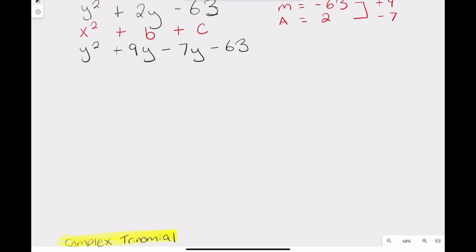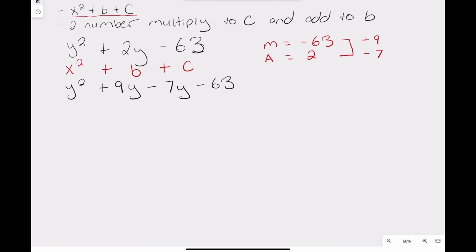Now, since this is a simple trinomial factoring, once we know that the numbers are positive 9 and negative 7, we can go straight away and go y plus 9, and then another bracket y minus 7. Because again, when we FOIL, we're going to get the same equation as our original problem.